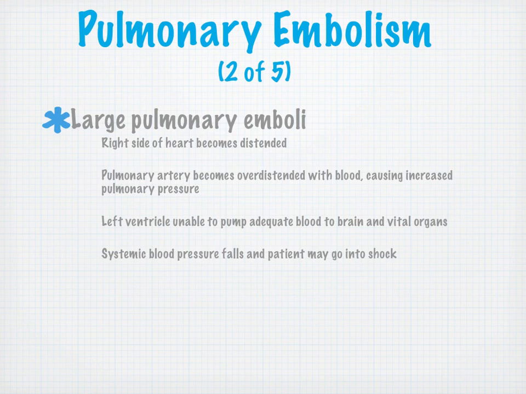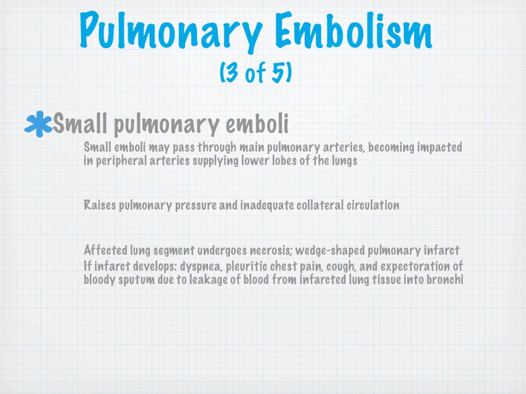Okay, large pulmonary emboli, right side of the heart becomes distended, the pulmonary artery becomes overdistended with blood, and you end up with a high pulmonary pressure, and the left ventricle is unable to pump adequate blood to the brain and vital organs, and you have systemic blood pressure drop, and the patient can go into shock.